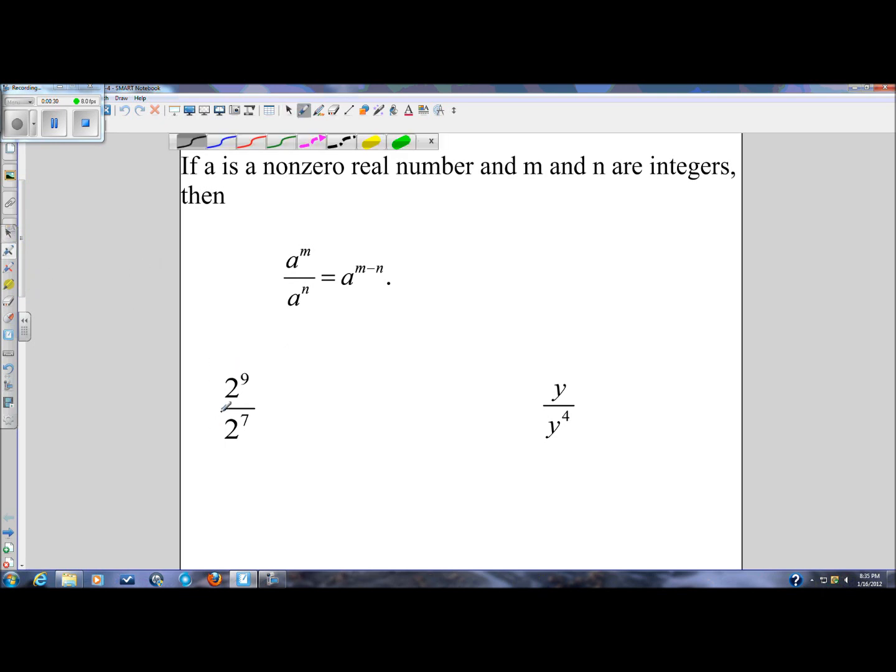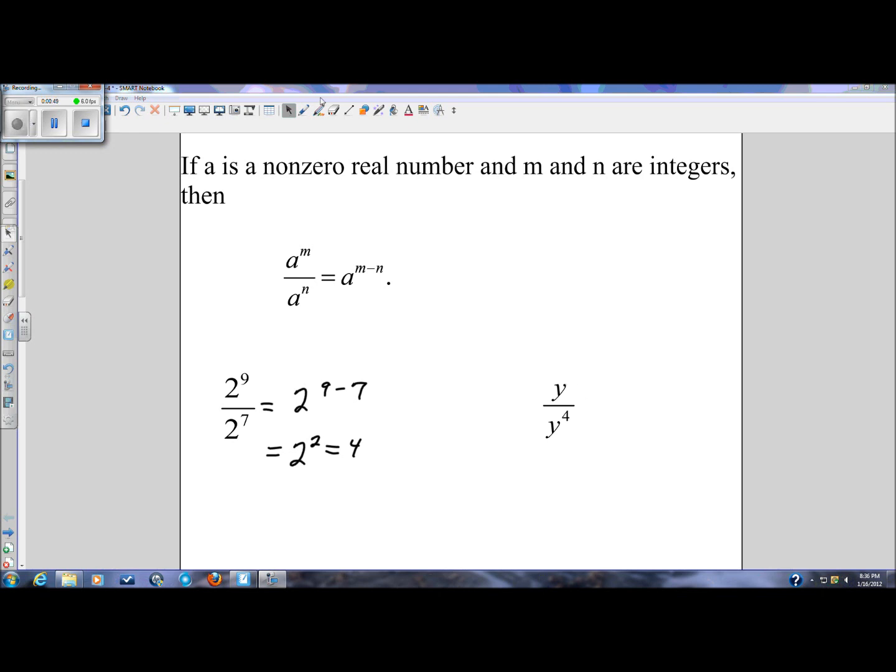So if we have 2 to the 9th over 2 to the 7th, that is equal to 2 to the 9 minus 7. So in other words, that is 2 to the 2nd power, which is 4.